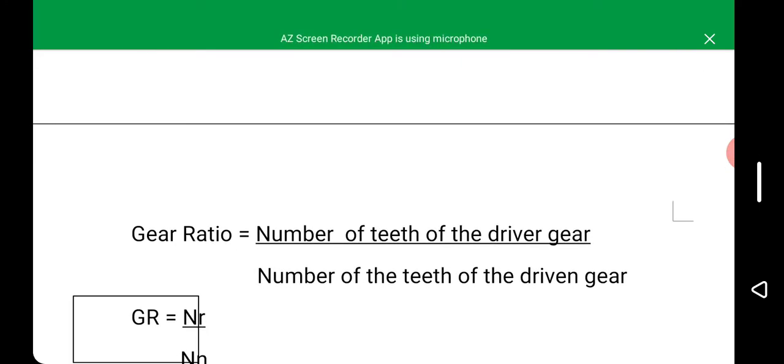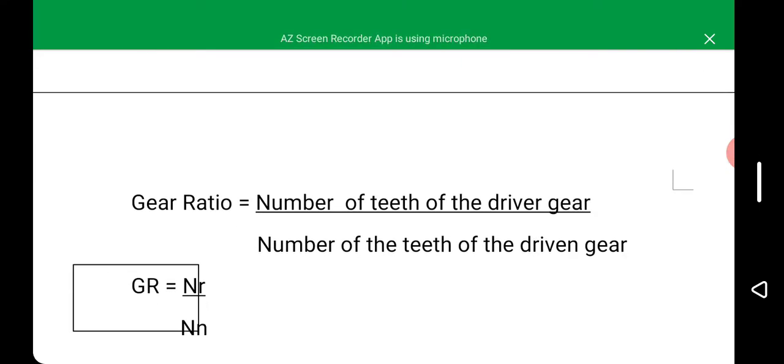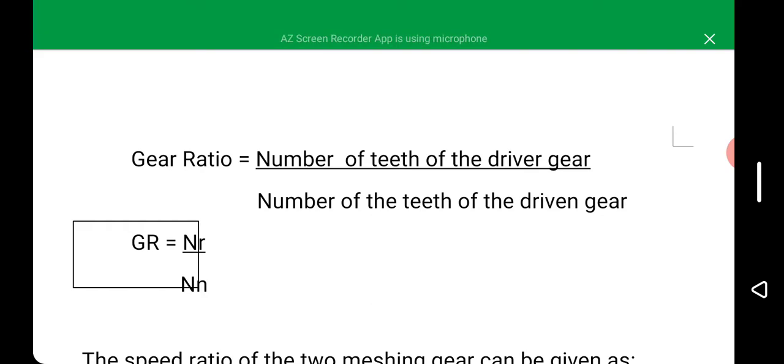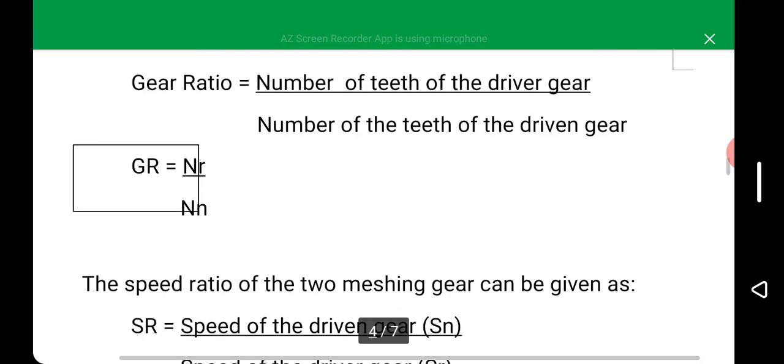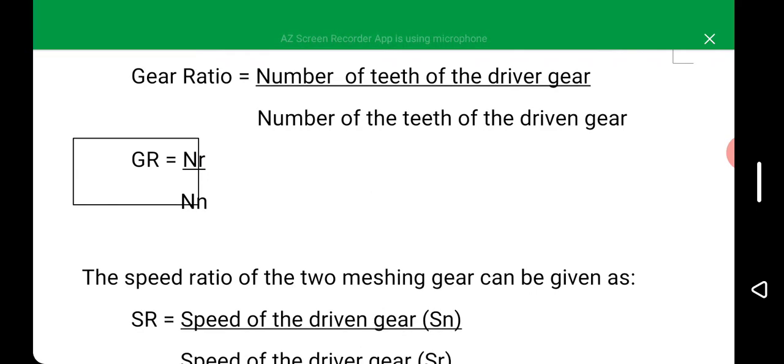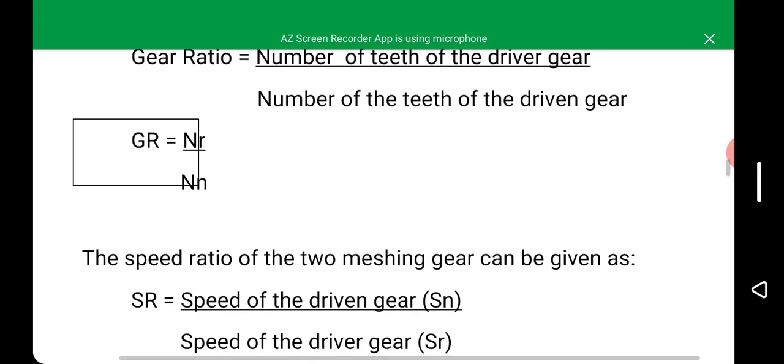Let's now look at the formula. The formula for finding the gear ratio is number of teeth of the driver gear over number of teeth of the driven gear, which can be represented mathematically as GR equals Nr over Nn. The small r in front of the capital letter N in the numerator indicates driver, while the small letter n in the denominator indicates the number of teeth of the driven gear.